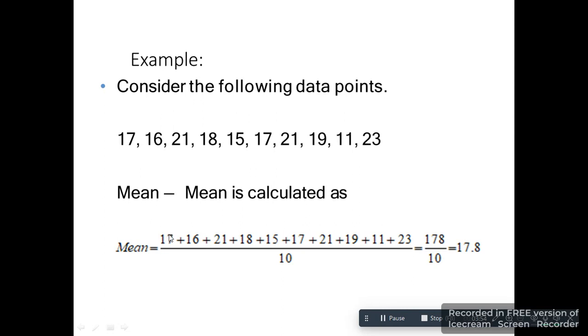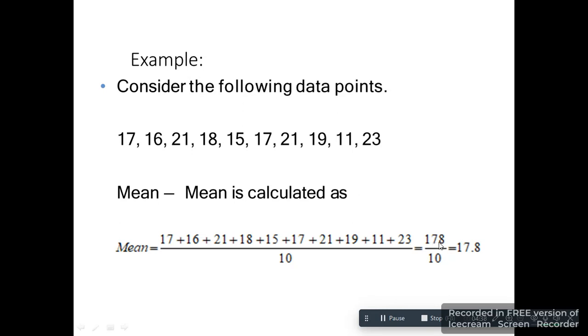This is an example. This is the given data: 17, 16, 21. The formula is mean equals the sum of all observations upon the total number of observations, that is, the total count of these numbers. So you have to add 17, 16, 21 till 23. And what is the count of these? 1, 2, 3, 4, 5, 6, 7, 8, 9, 10. So the addition of all the numbers upon 10.